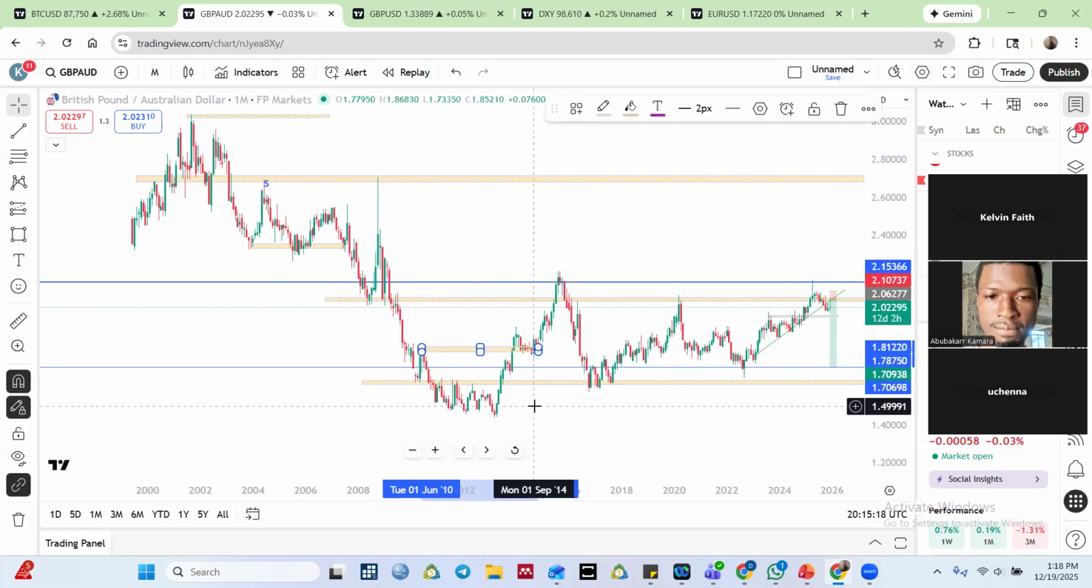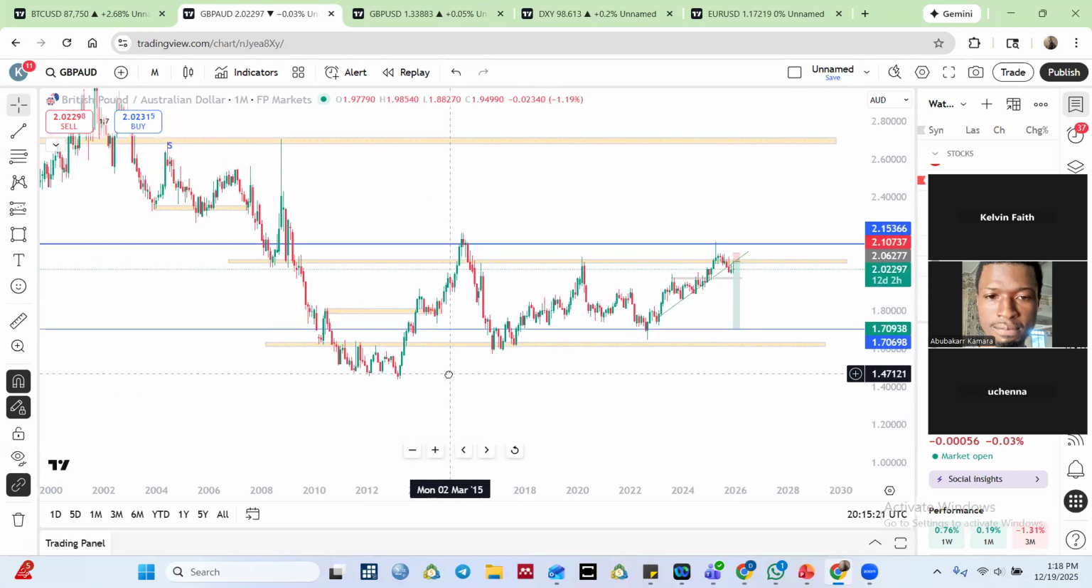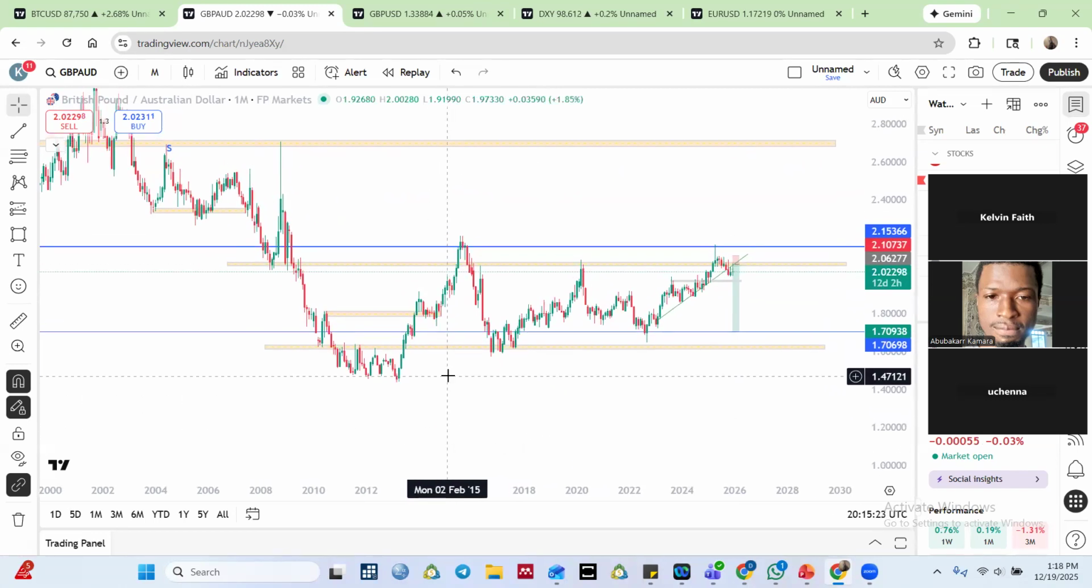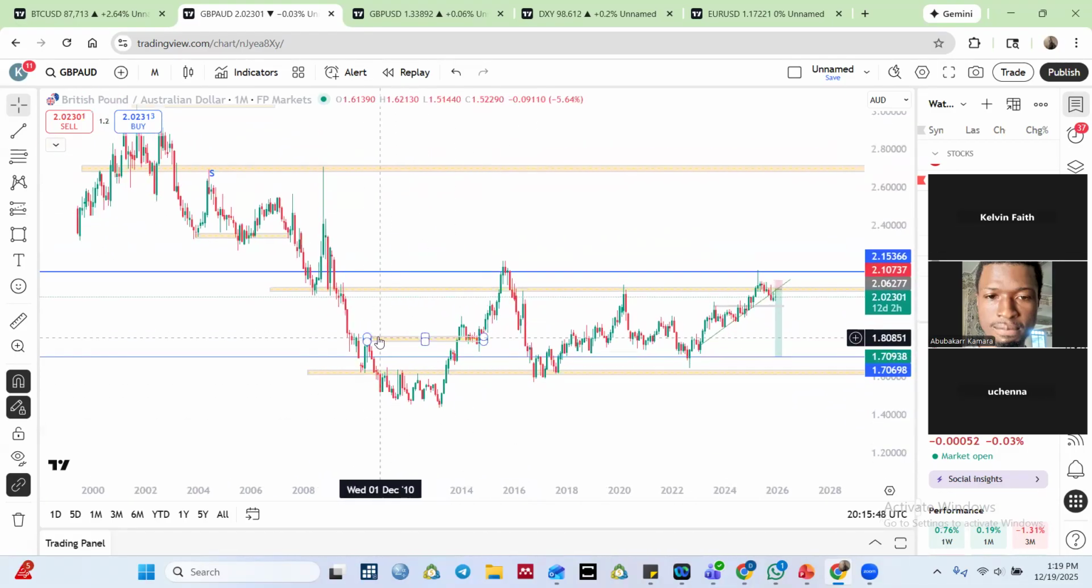What does this mean, Abubakar? A new change of structure. Good. A change of direction or a break. So what happened here means that the market is changing direction, or the market is trying to change direction. That is the meaning of what is happening here.